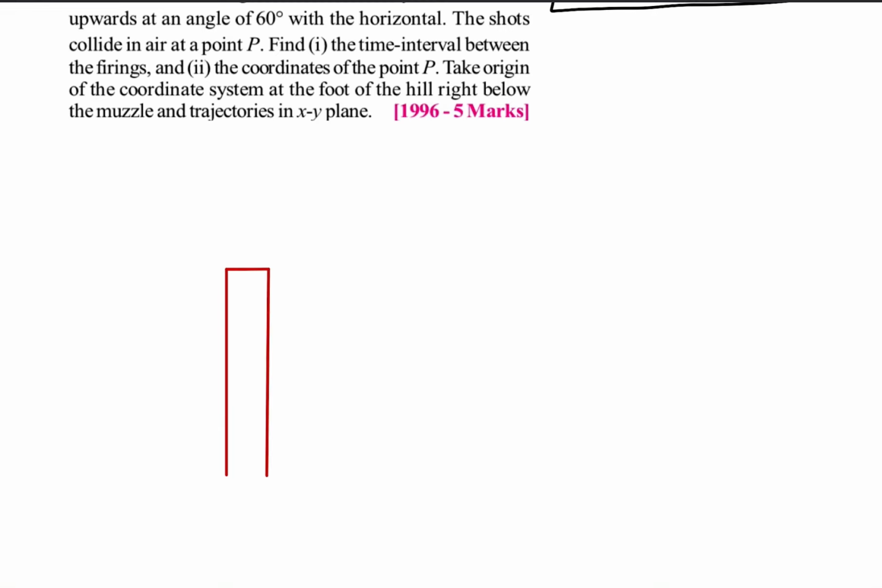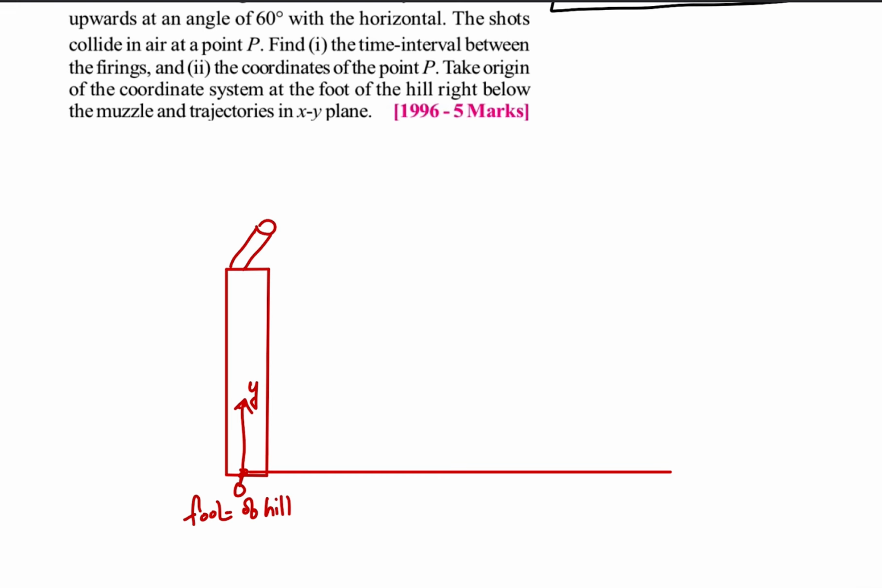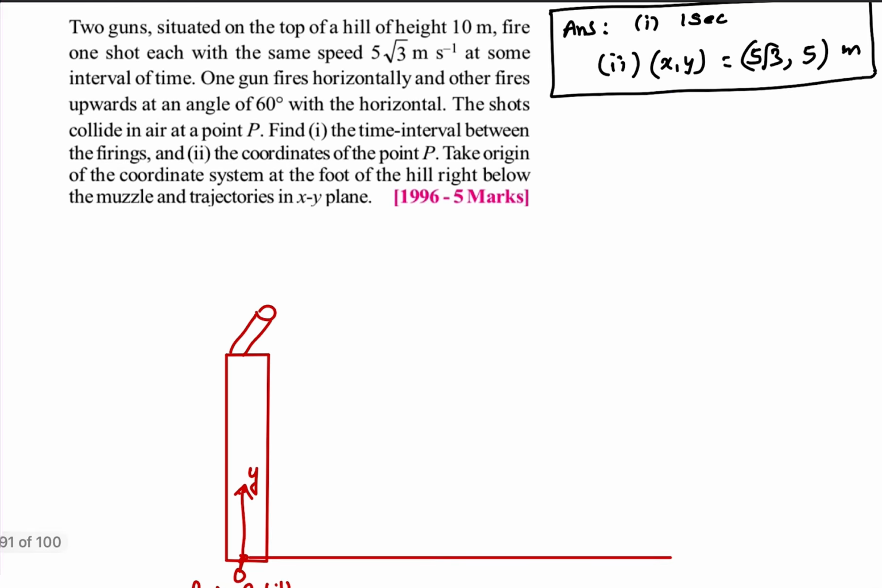Look here, I am drawing now. Let us consider this is a hill. This is the foot of the hill. I am taking this as a reference line: this is the x-axis and this is the y-axis. Okay, origin. From here one bullet is projected. Let us consider it bullet 1. This bullet 1 is projected with an angle of 60 degrees.